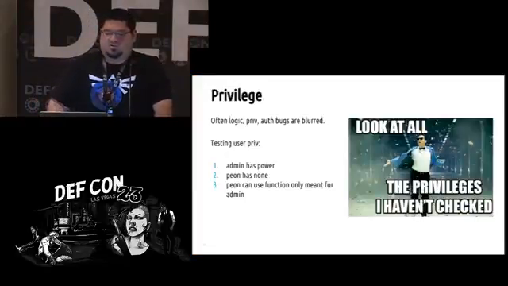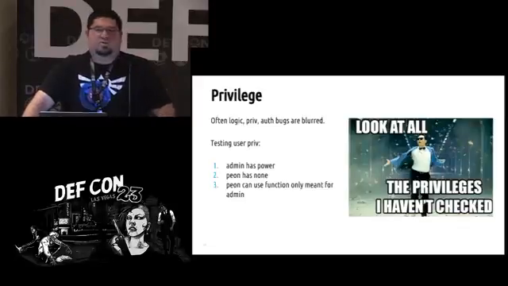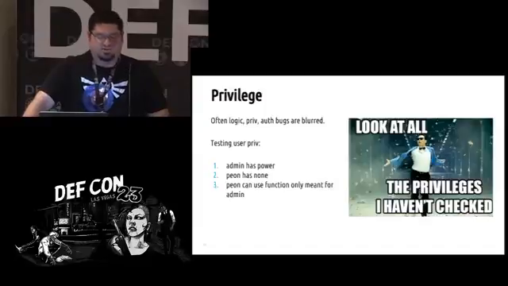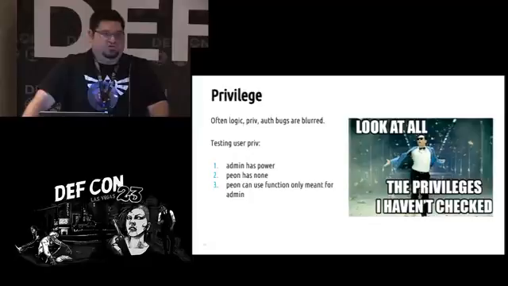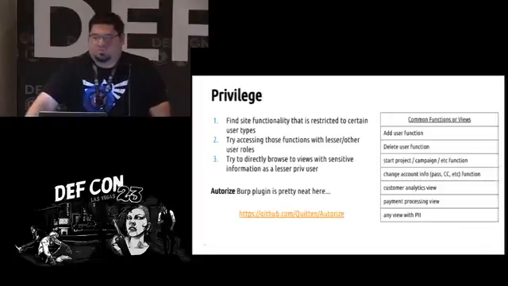So privilege, auth and logic kind of get blurred a lot, but my testing approach is simple. You have an administrative user, you need a couple of accounts to do this, and then you have a low privilege user. And then the low privilege user just tries to directly call functions that are only for an admin, right? Pretty simple.